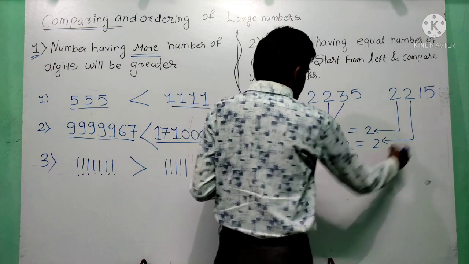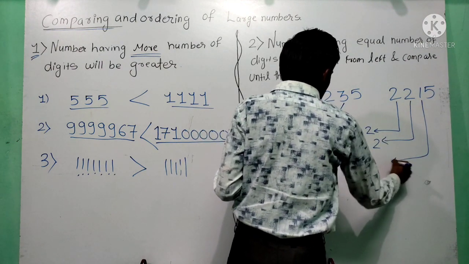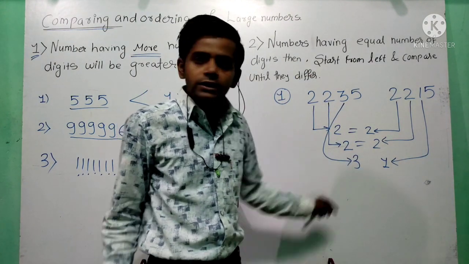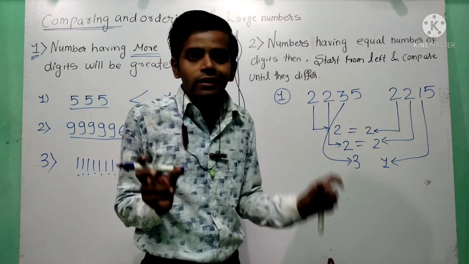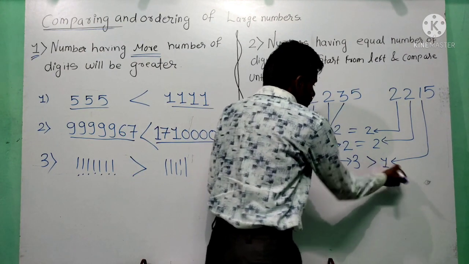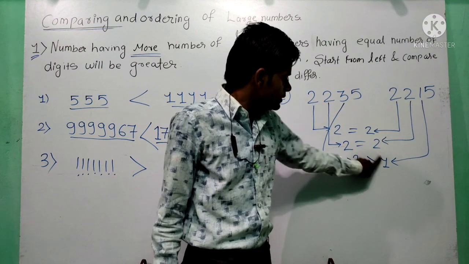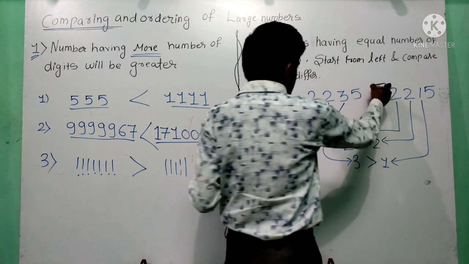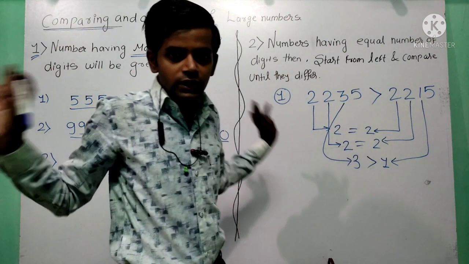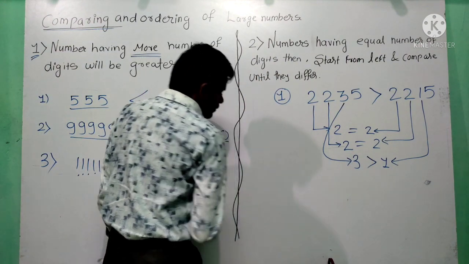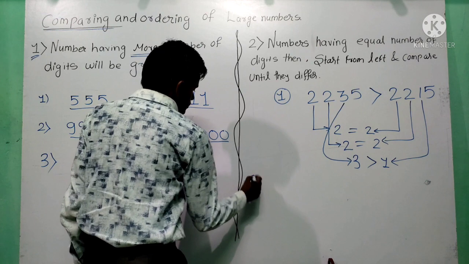Now here is 3 and here is 1. Yes. Now we found the digit which is different. अब दोनों अलग अलग है. Now we know that 3 is greater than 1. And we have to copy this symbol. यही symbol उठा के यहाँ लिख दो. बस. Done. This number is greater. Similarly, I'm taking one large numbers.